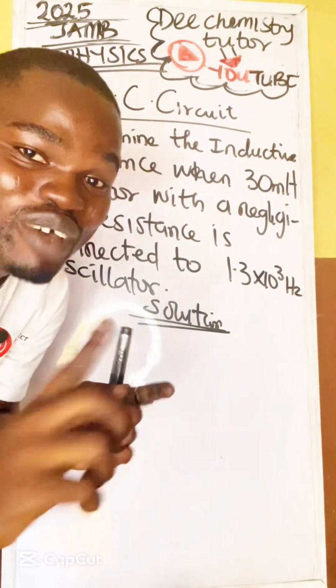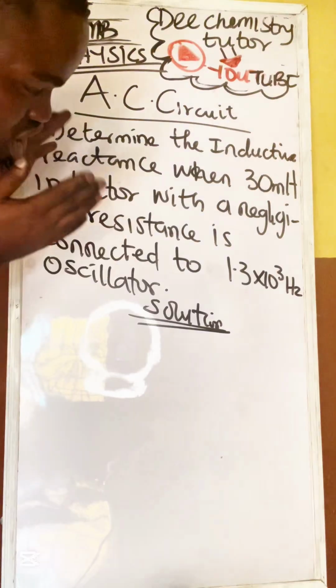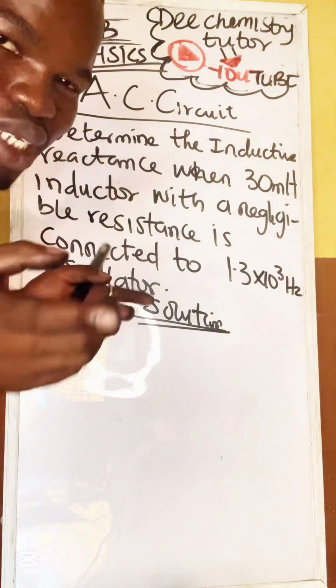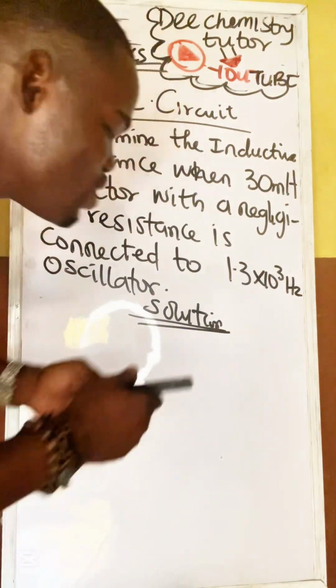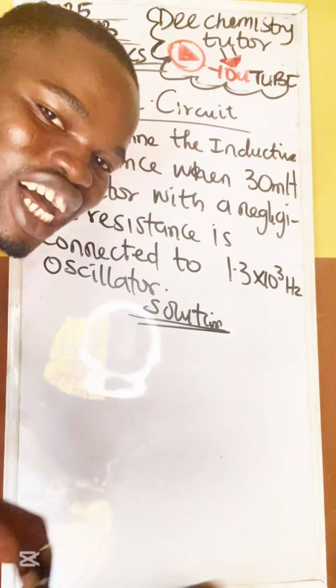AC cycles was my best topic in physics. Let me explain a bit of stuff. Now imagine they ask some students what's the relationship between peak current and RMS current, and they will be missing it.